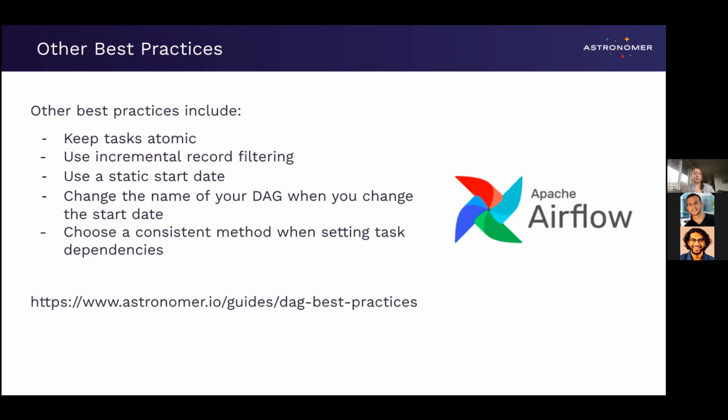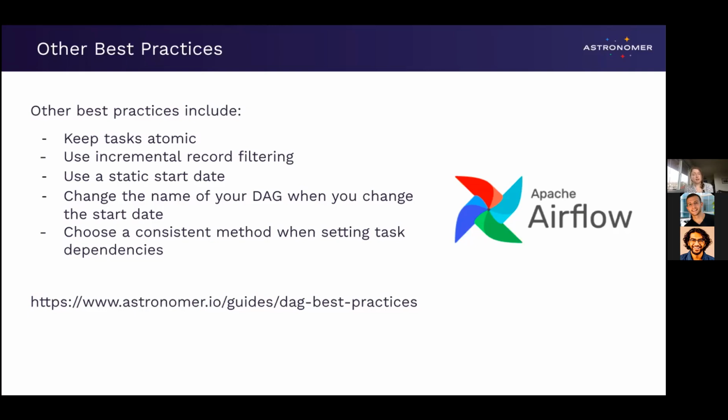But I think are still really important. One is to keep tasks atomic. So I did talk about this one. Again, make sure that each task has one thing that it's designed to do, so that if you do have to rerun things, you're not rerunning one massive mega task that does everything. Use incremental record filtering. So this is if you are processing data either within Airflow or another system, design it to be idempotent, so that you're not processing all of your data every single time.